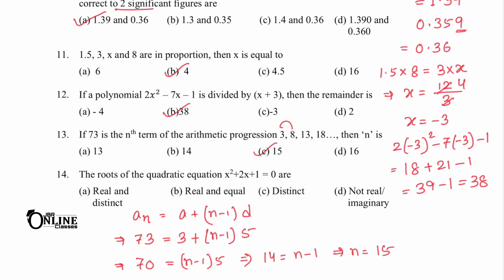Now the last one, the roots of the quadratic equation x square plus 2x plus 1 equals 0. That means first you have to find out b square minus 4ac. So here b means 2, so it's 4 minus 4 into 1 into 1. That means 0. So as b square minus 4ac is 0, your answer will be real and equal.